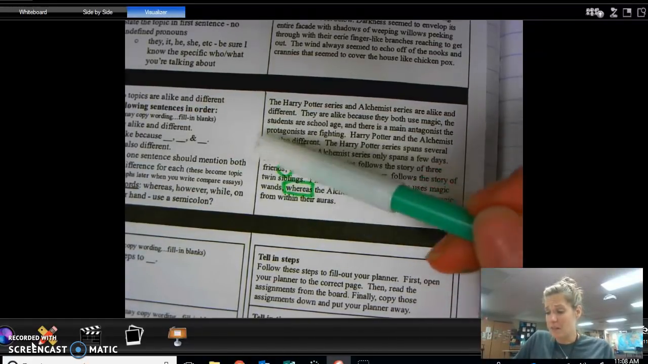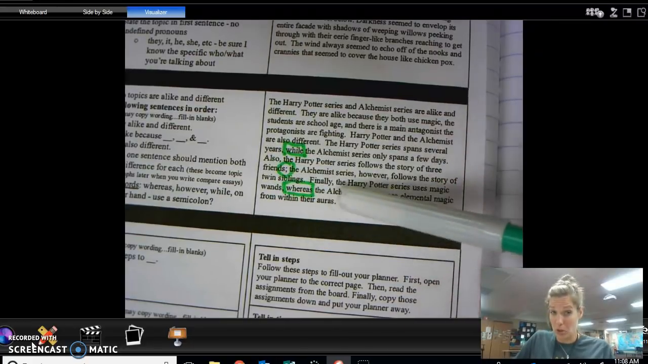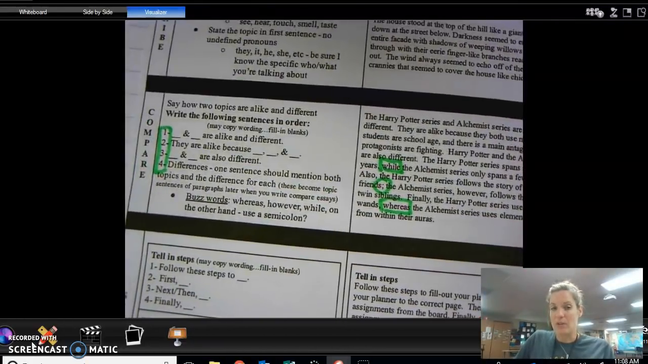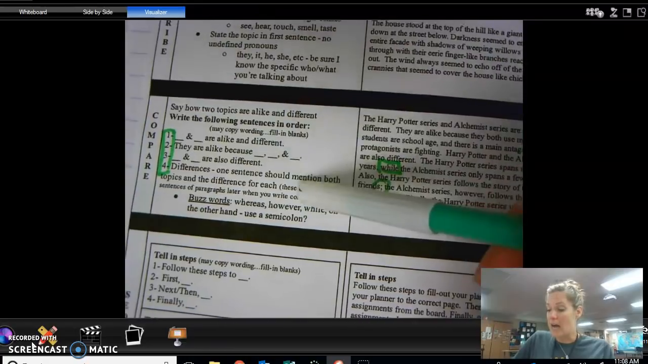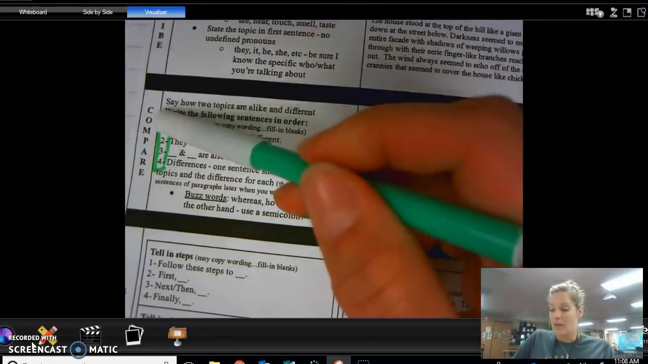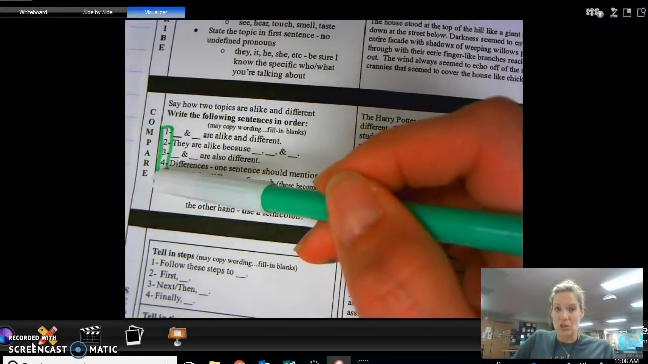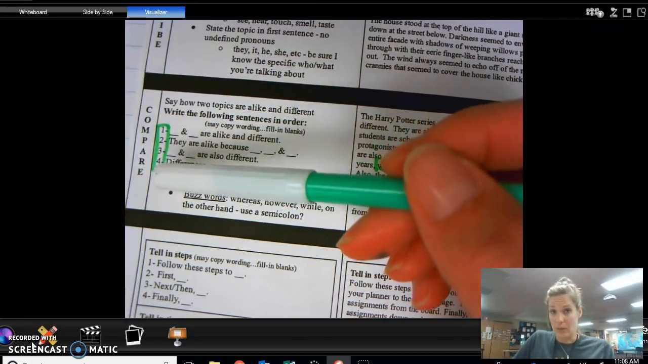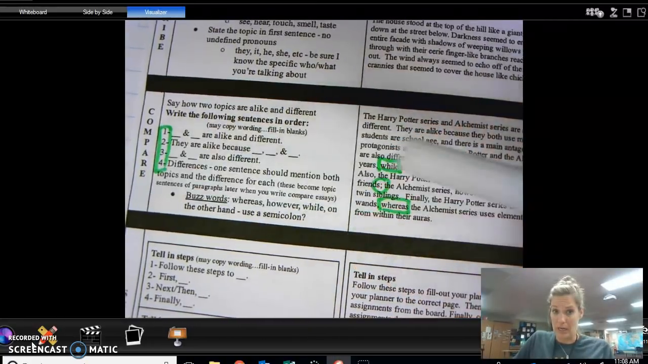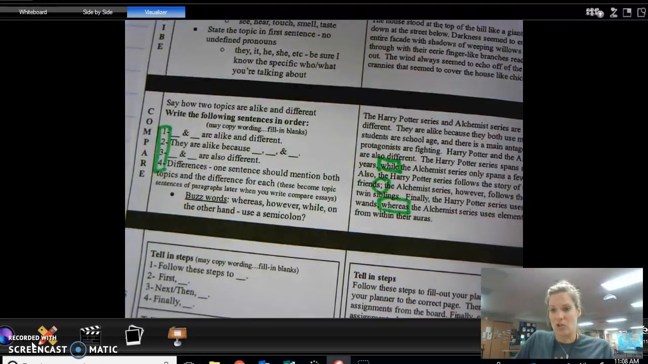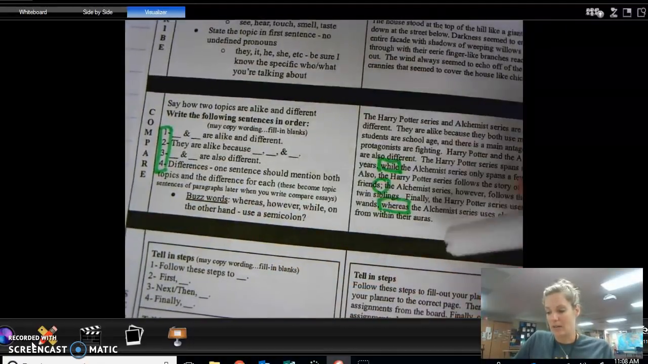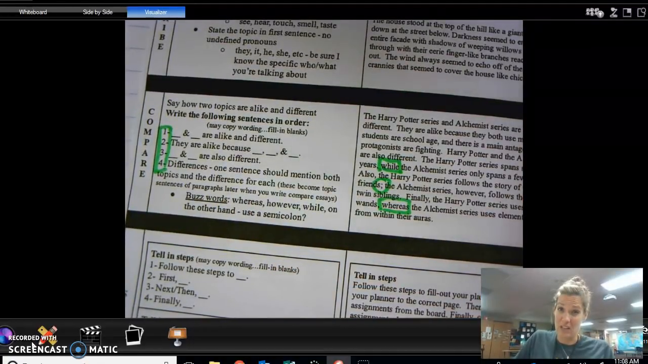So again, this is something that you should be very familiar with, but I need you to know that with comparing specifically, if you do not follow this ordering on page 82, I will have you redo it. You will not get full credit. In fact, if it doesn't start the way it should, I'm going to just hand it back to you because we never start with they. That's usually what we like to do. They are alike and different. What are alike and different?